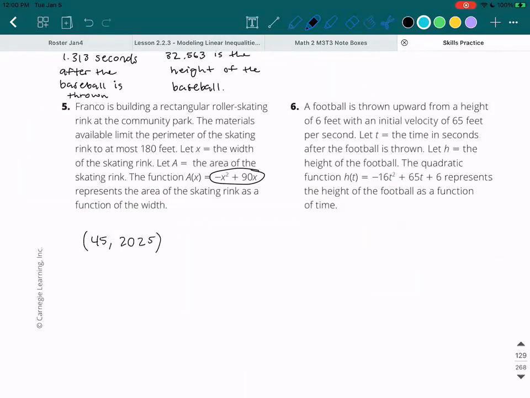Okay, so then we need to figure out what x and y represent. So once again, they told us that x is equal to the width of the skating rink. So that's what this number is going to be. 45 is the width of the skating rink. Okay, and what would the y value be? Well, the y value is the A value. So we have to figure out what is our A value. What does that represent? They say let A equal the area of the skating rink. So this must be the area.